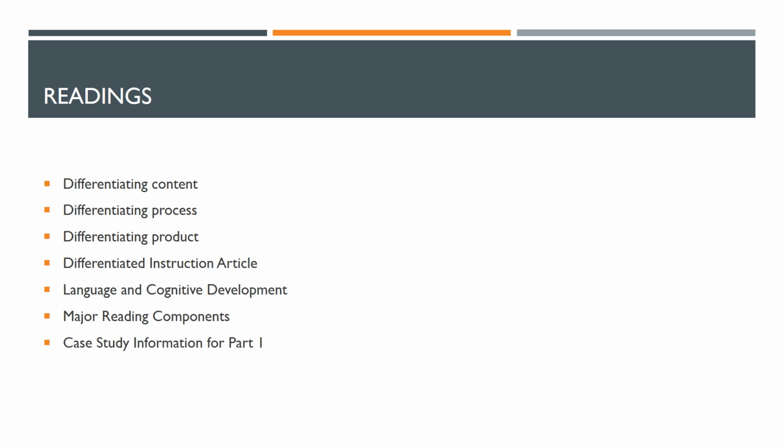The last 3 articles, Language and Cognitive Development, Major Reading Components, and the Case Study Information for Part 1, those 3 articles are designated to help you fulfill your assignment of the case study. It's going to help you understand what we are talking about with each of those components and how children develop reading through language and cognitive development. So you'll need to look at all of these readings and carefully take in the information.